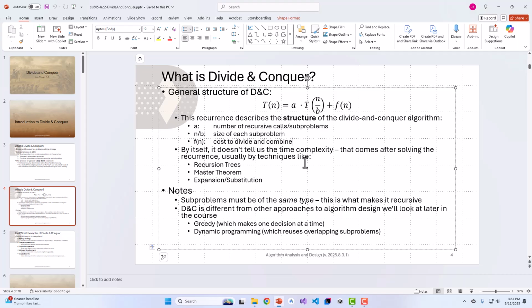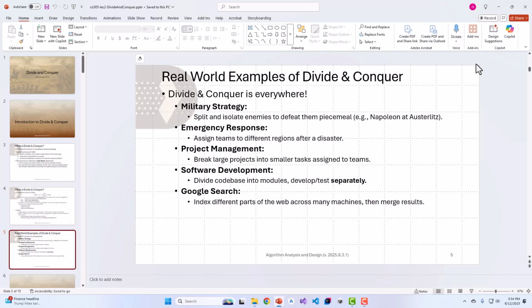By itself, it doesn't tell us the time complexity. That comes after solving the recurrence, usually by techniques like recursion trees, the Master Theorem, or expansion and substitution. We'll take a look at a couple of these momentarily. Some notes are that subproblems must be of the same type in order for divide and conquer to work properly. That's what makes it recursive structurally. And divide and conquer is different from other approaches to algorithm design that we'll look at later in the course, for example, greedy, which makes one decision at a time, and dynamic programming, which reuses overlapping subproblems.